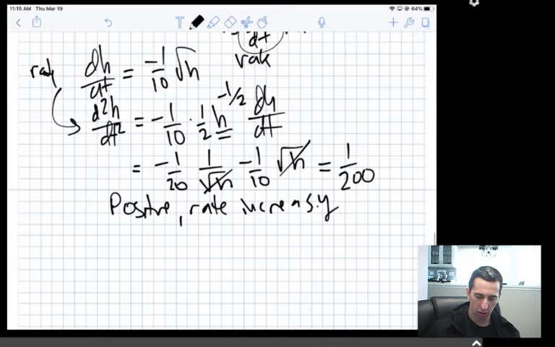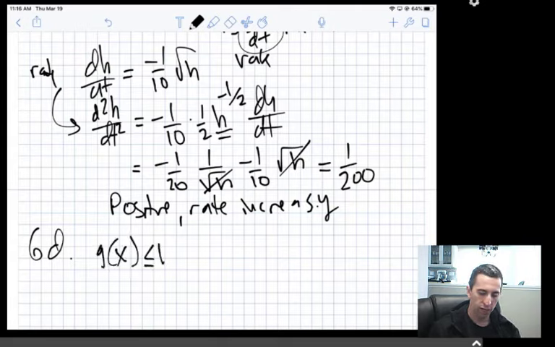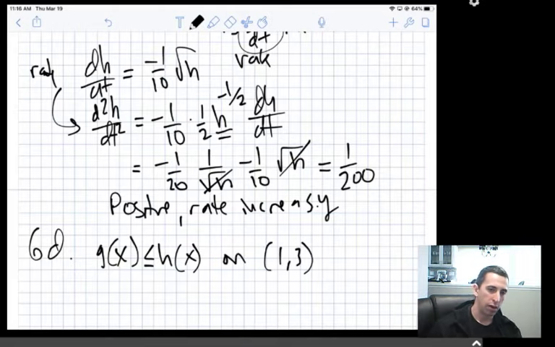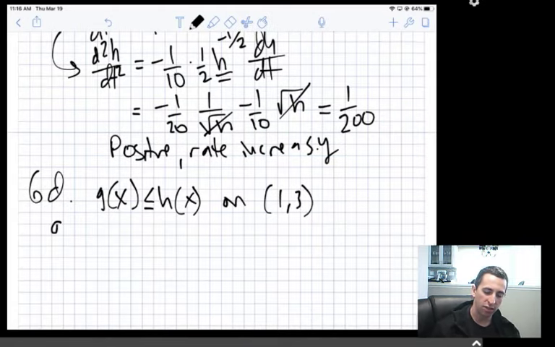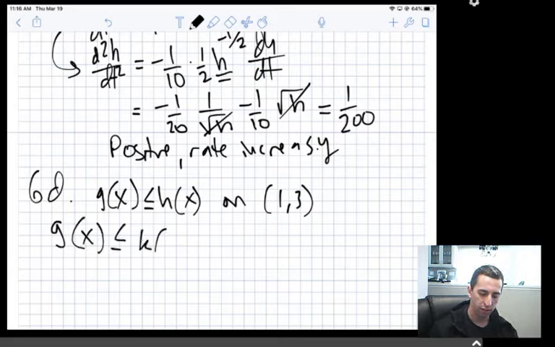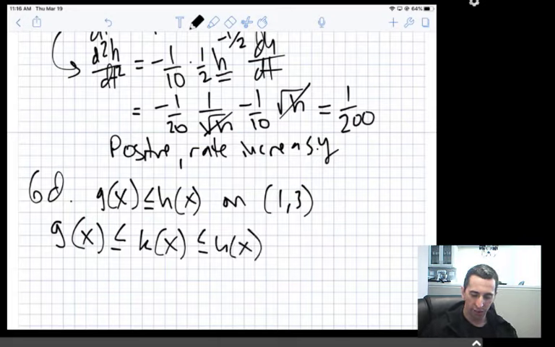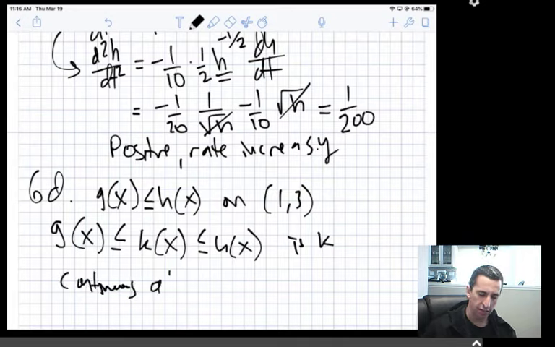So what they tell you in 6D is that g of x is less than or equal to h of x on the interval from 1 to 3. And then they tell you that k is squeezed in between them. So g of x is less than or equal to k of x is less than or equal to h of x. And they ask you, is k continuous at x equals 2?